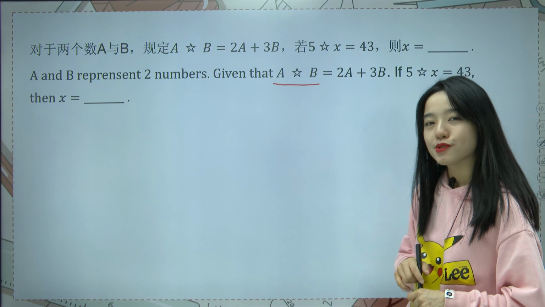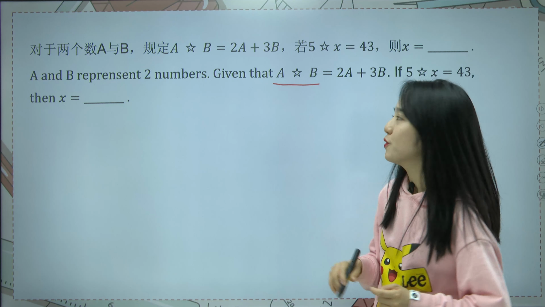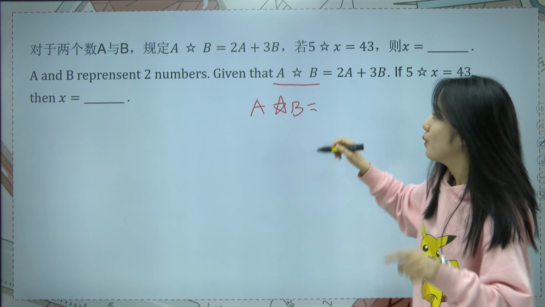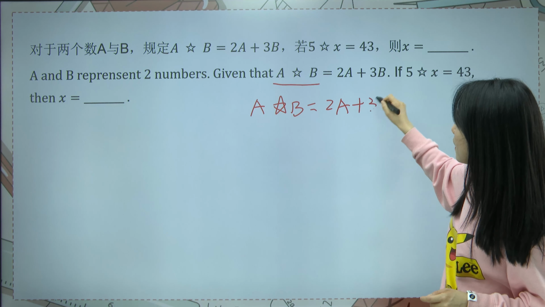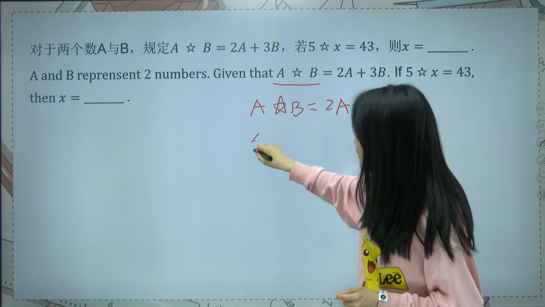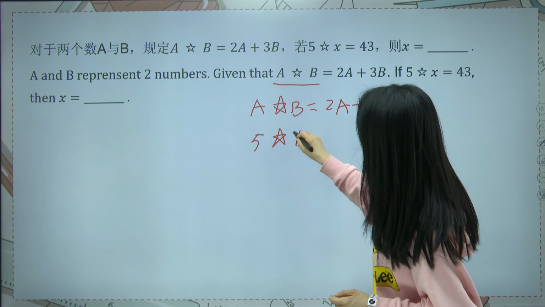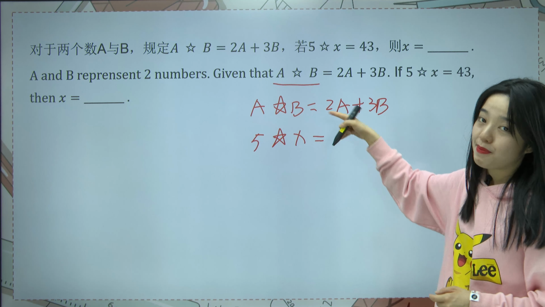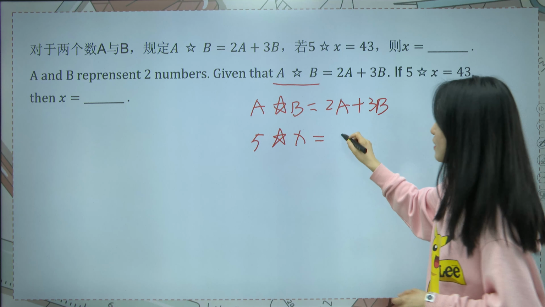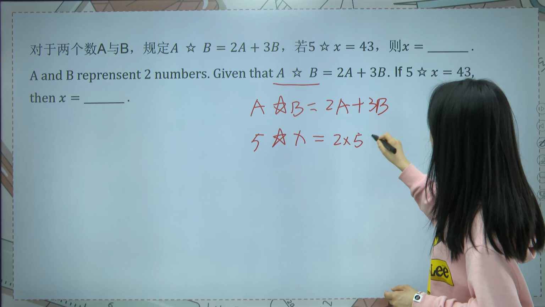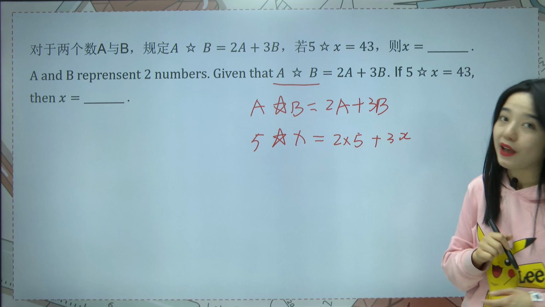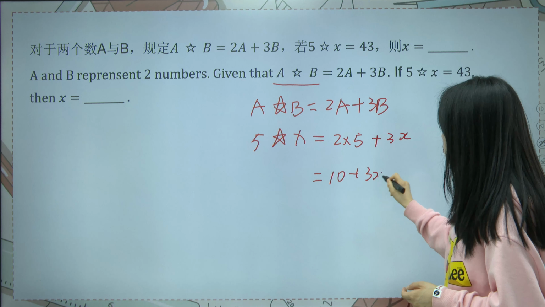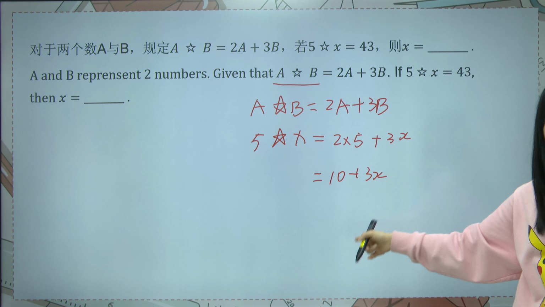Wow, it seems so hard, but let's replace it first, because we know a star b equals 2a plus 3b. So 5 star x equals, replace a by 5 and replace b by x. You can get 2 times 5 plus 3x. Okay, you can calculate it now. 10 plus 3x, because we know it's equal to 43.